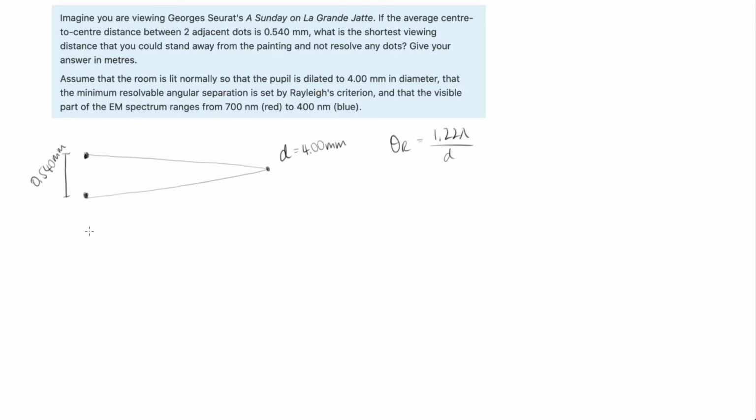So here we know that if this is our viewing distance, L for example, we've seen plenty of times before that theta r is going to be given by 0.54 millimeters divided by L. We also know that this equals 1.22 lambda divided by D. Okay, so we want to solve for L. So let's rearrange this equation for L.